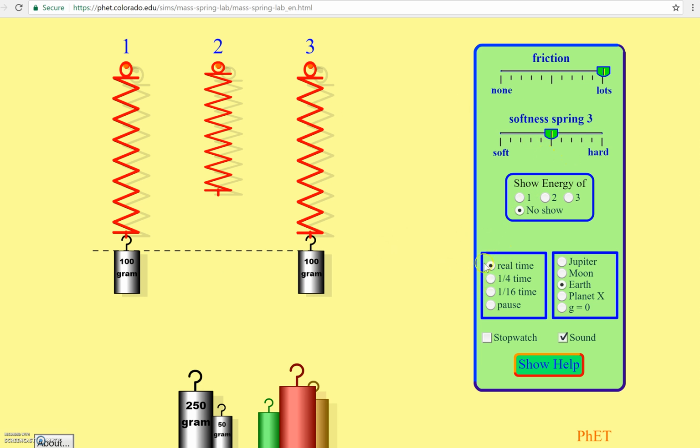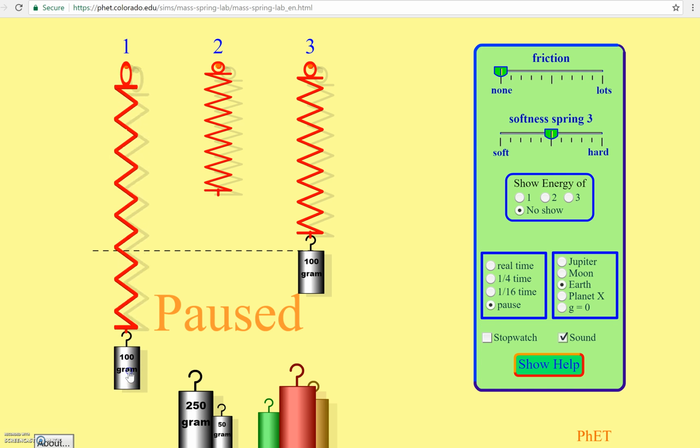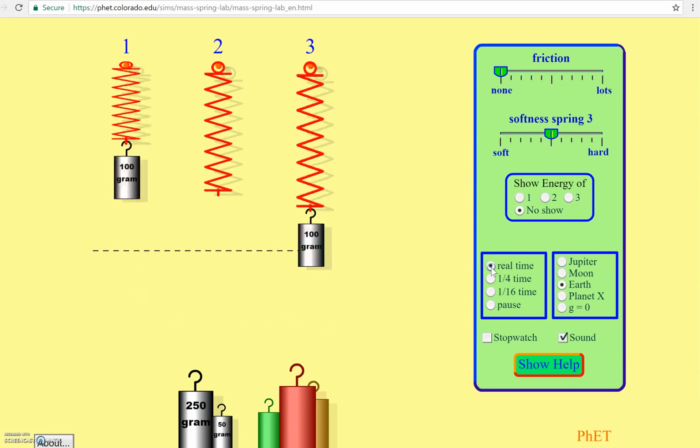Okay. What I'd like to do is pause the video. And we're going to take away that friction. 1, I'm going to pull really far down. 2, I'm going to pull not very far at all. It's the same mass. They have the same spring constant. Is their period the same? Let's watch.